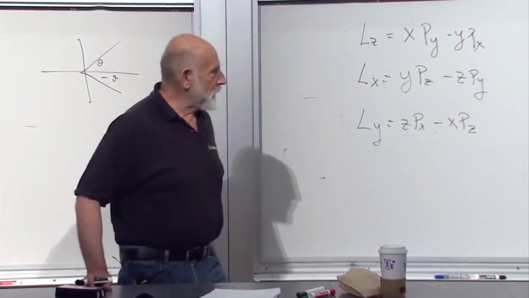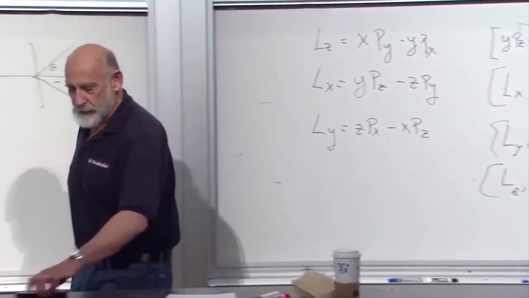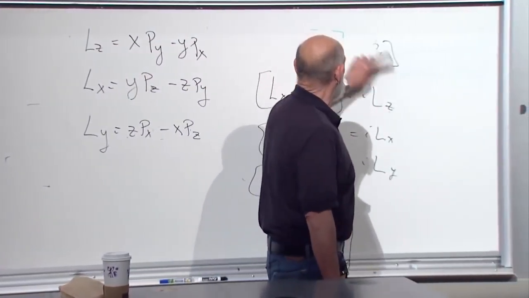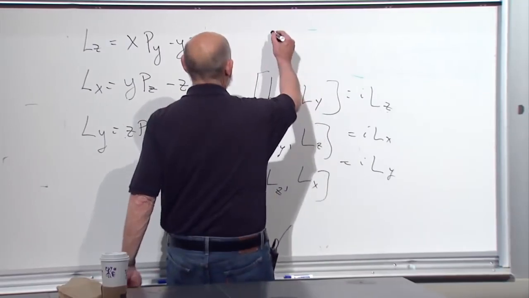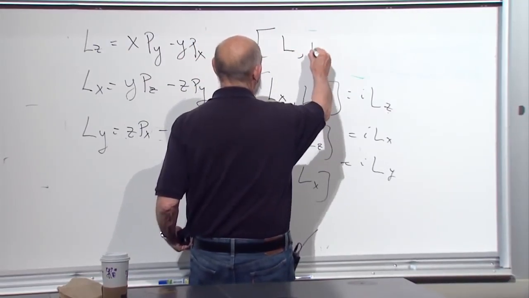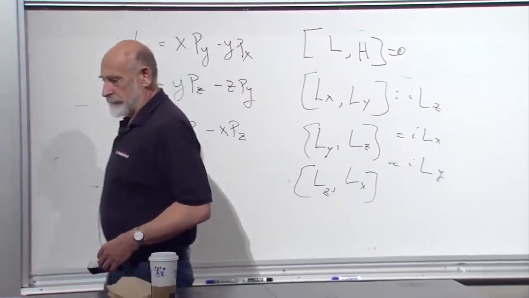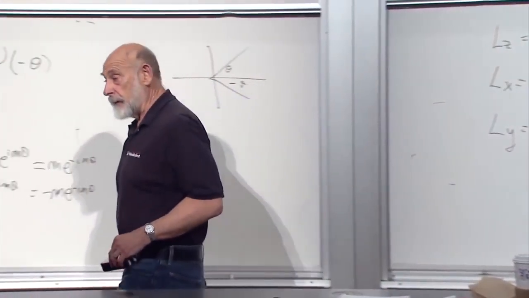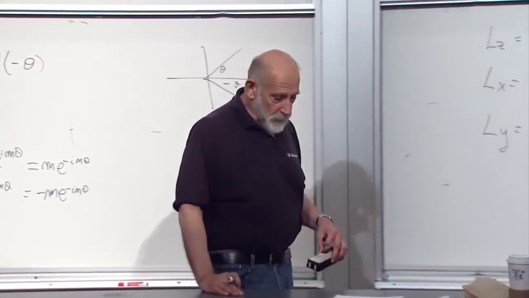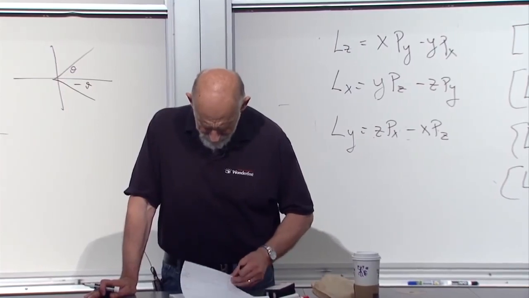Okay, so where are we? We have this nice collection of algebraic relations, including three more, but I'll just write them as one more. The commutator of any component of L with the Hamiltonian is equal to 0. Which means that the three components of angular momentum are conserved. Okay, what can we do with that? Well, a lot.